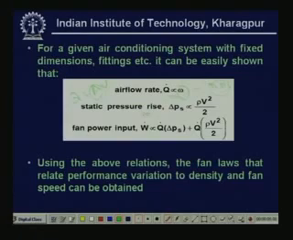Similarly, the static pressure rise delta Ps is proportional to rho v square by 2. This is the static pressure rise, where rho is the density of air and V is the velocity of air in the duct, right.